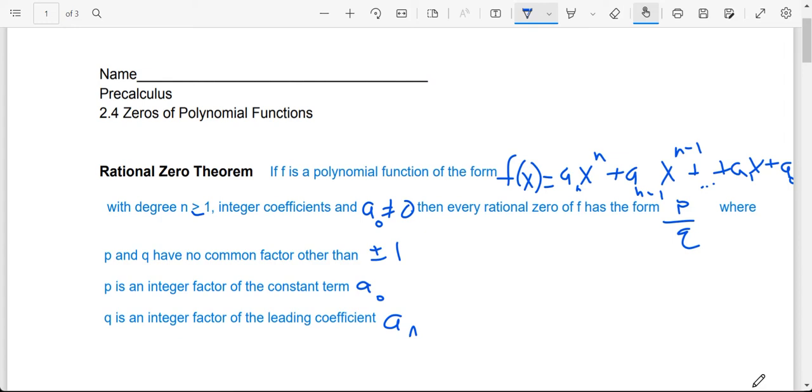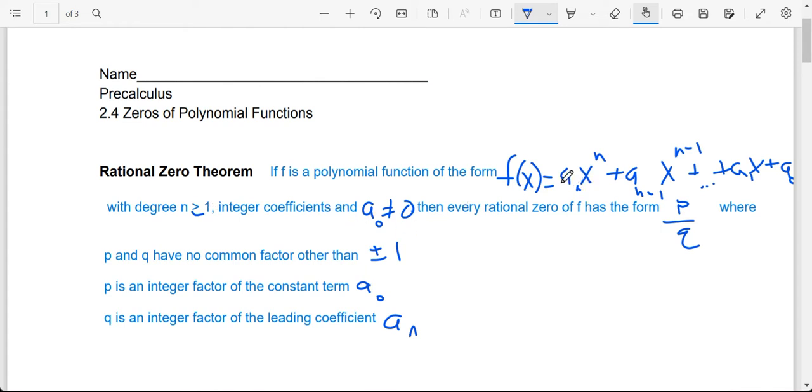All right, 2.4, zeros of polynomial functions. A couple main theorems that we're going to be using and utilizing throughout the section. One of them is the rational zero theorem. First, we have the basic polynomial function, a sub 0. Sorry, ran out of space. And we have a degree greater than or equal to 1.